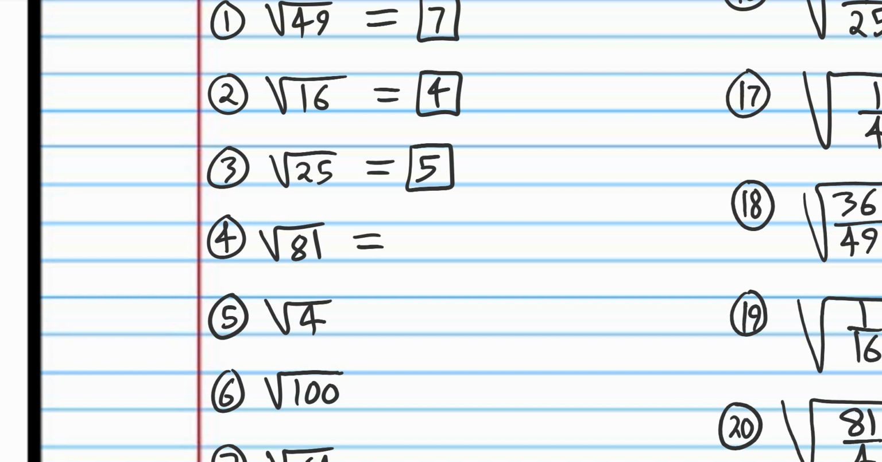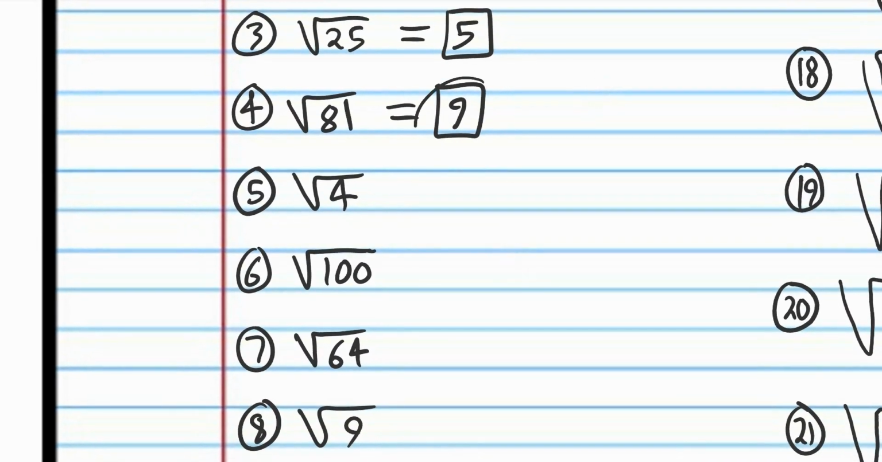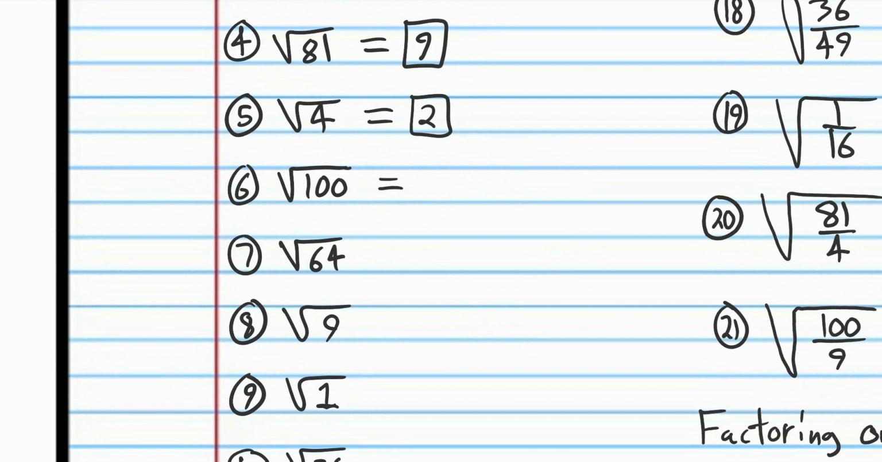All right, we're back. If you said 9, you're correct, because 9 times 9 is 81. So that's why it's 9. So try number 5, and when you come back, we'll do it together. If you said 2, you were correct. Try number 6, and when you're done, we'll do it together. All right, we're back. It's 10. So if you got 10, good job.